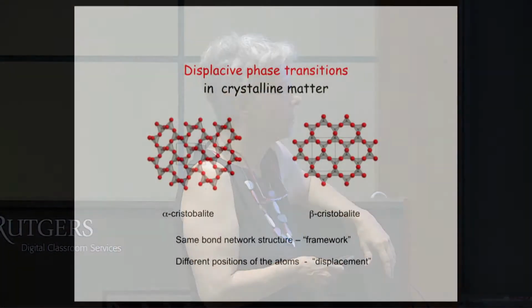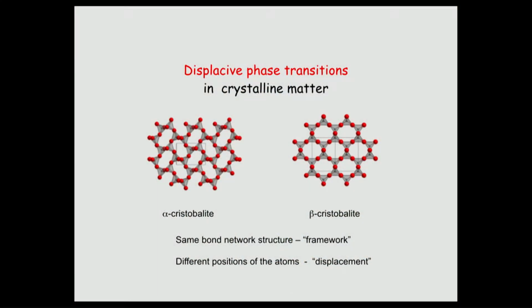However, here's what comes to the rescue. One of the motivations for us for studying this comes from the following phenomenon called displacive phase transitions in crystalline matter. So this is a famous crystal called cristobalite that occurs in two distinct conformations. This is a crystal, you just see a part here. The bond network structure is the same, the same framework. By the way, it's not only the network structure, but bond lengths and everything is maintained between these two, but there are different positions of the atoms.